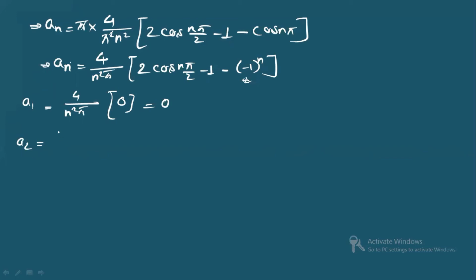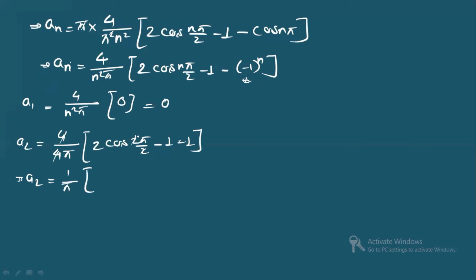So a2 will give you what? 4 by 2 square means 4 pi. Okay, so 2 cos 2 pi by 2 minus 1. This will be what? Minus 1 square is minus 1 only. Okay, so if you see here, 2 gets cancelled. So from here, a2 is equals to what? 4 gets cancelled, 1 by pi. Okay, this is minus 2. You will get cos pi is what? Minus 1. So minus 2 minus 2. So finally, you will get minus 4 by pi.